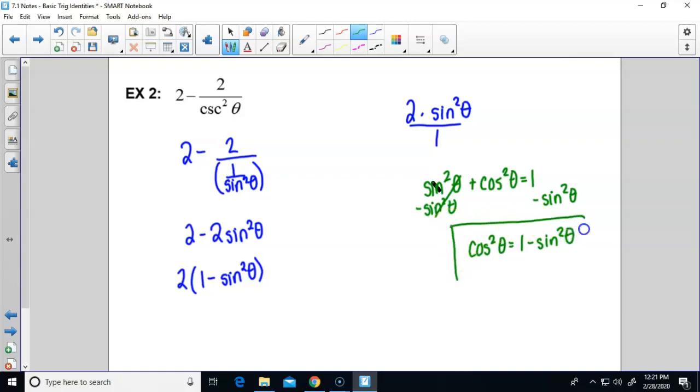This is not an identity that you're going to be tested on in the quiz, but this is a very important identity, or a version of the same very important identity that we're going to have to know. So when we see 1 minus sine squared theta, that equals cosine squared theta. So we can take this 1 minus sine squared theta and replace it with cosine squared theta. And so that would be our answer for this problem.